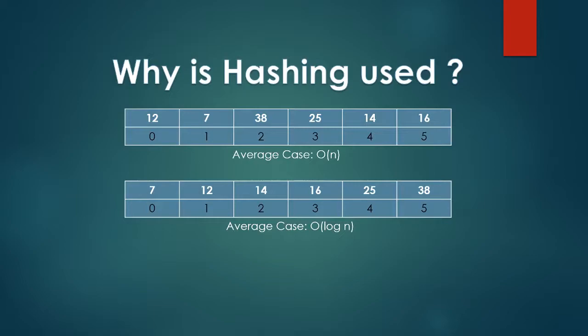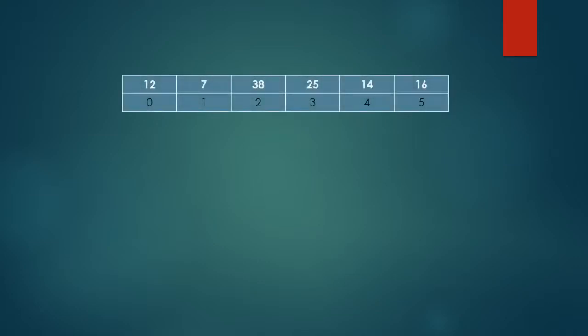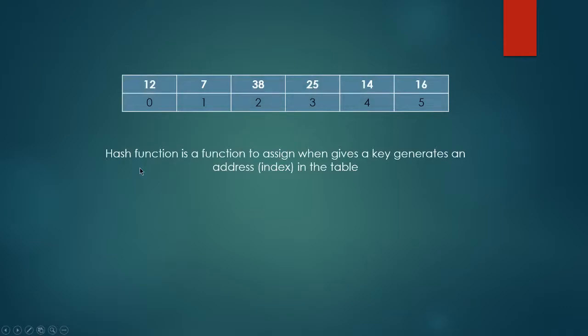A hash function is a function that, given a key, generates an address in the table. So say we have 7 that we want to put in the array, and it will be assigned a key, which will then be converted by the hash function, and that hash function will generate an address in the array. So each value has a certain key.